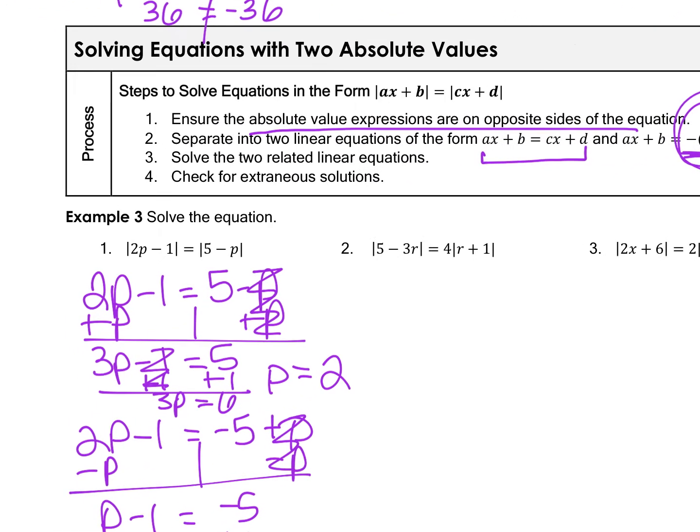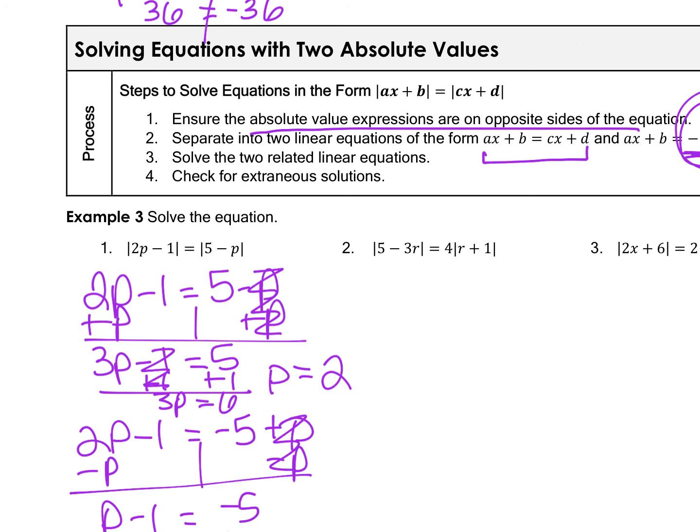The next one, notice we have two absolute values, but notice here there's a number in front. So we'll have to set up 5 minus 3r equals 4, and then we'll have to have parentheses and then the r plus 1. The reason we have to set parentheses up is because we'll have to distribute and multiply both of those by the 4.